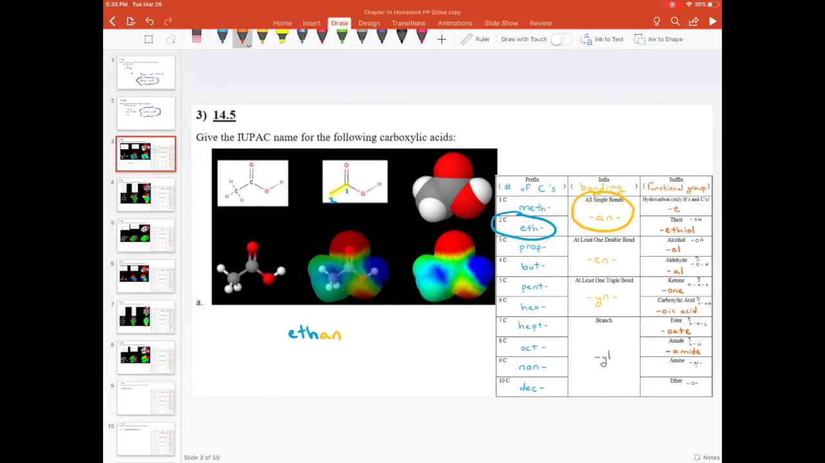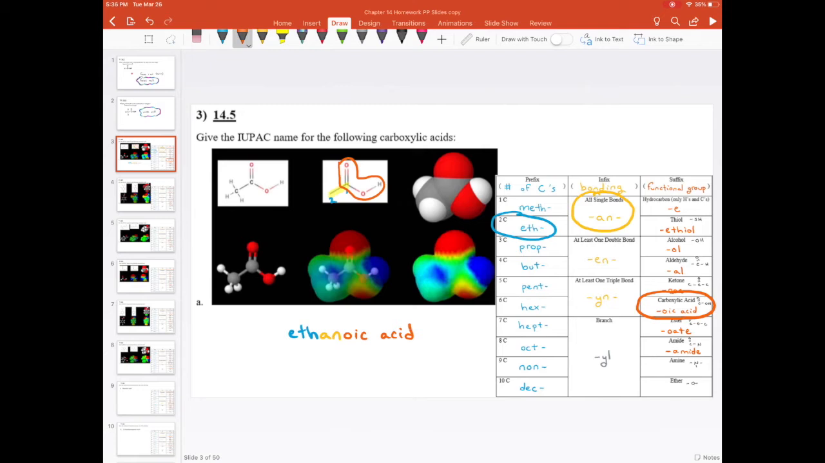Last but not least, if you look at the molecule, you'll see that there is a functional group. You know that because there are elements other than carbon and hydrogen here, and you would recognize that this functional group here is a carboxylic acid, and so the suffix is going to be oic acid.